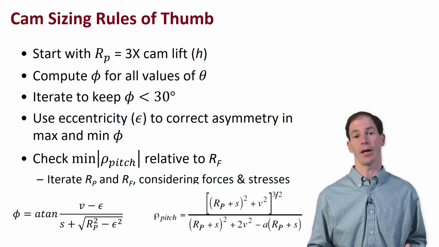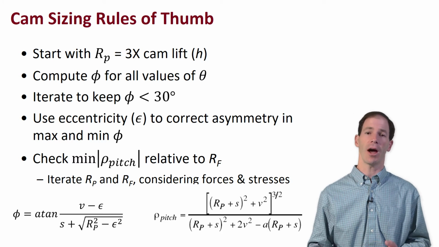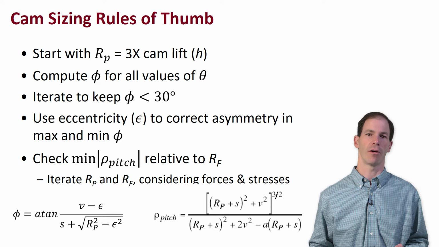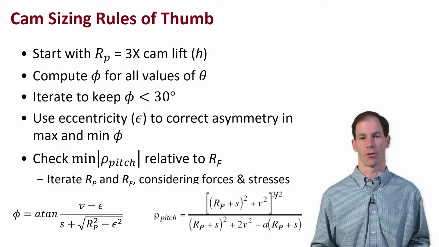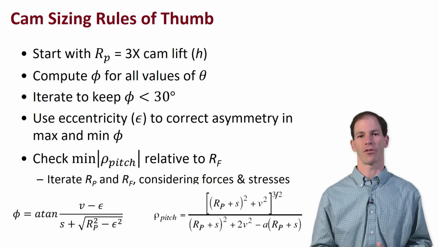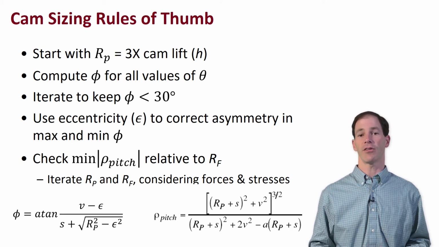So what am I going to iterate? Well, I'm going to both change the prime circle radius and possibly use eccentricity to correct for any asymmetry. And this means that I might have a more aggressive rise than fall or vice versa. Therefore, I can balance my maximum and minimum pressure angle. Then I'm going to move on to checking the radius of curvature.